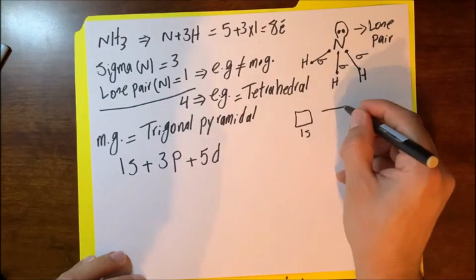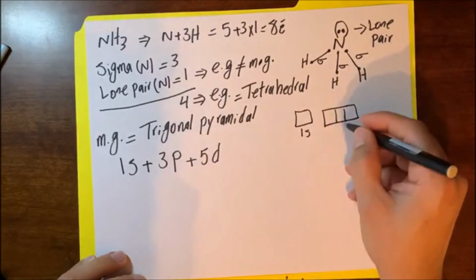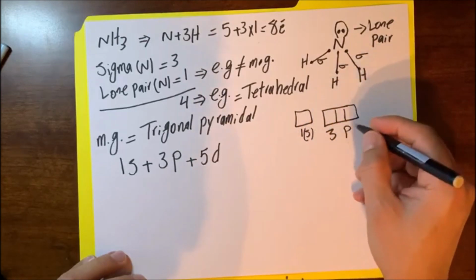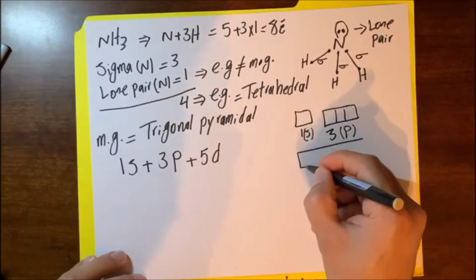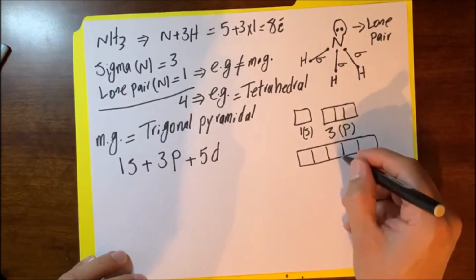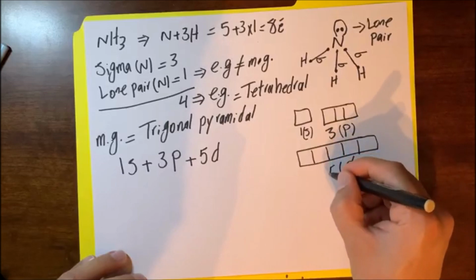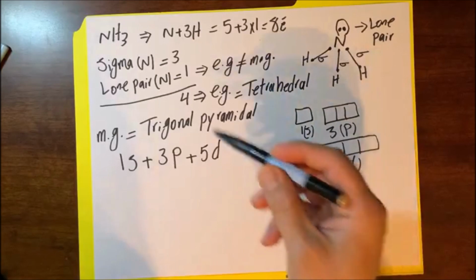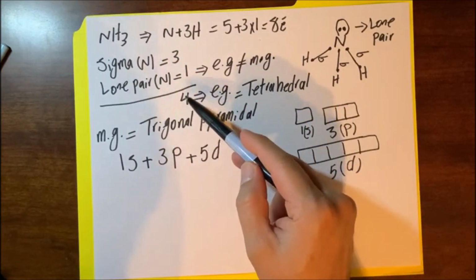How about the p? P is made of 3p orbitals. So 1s, 3p orbital, and the d orbital is made of, here, this is a d orbital, and we see 5 orbitals. Now, this one is a sigma plus lone pair equal to 4 pairs.